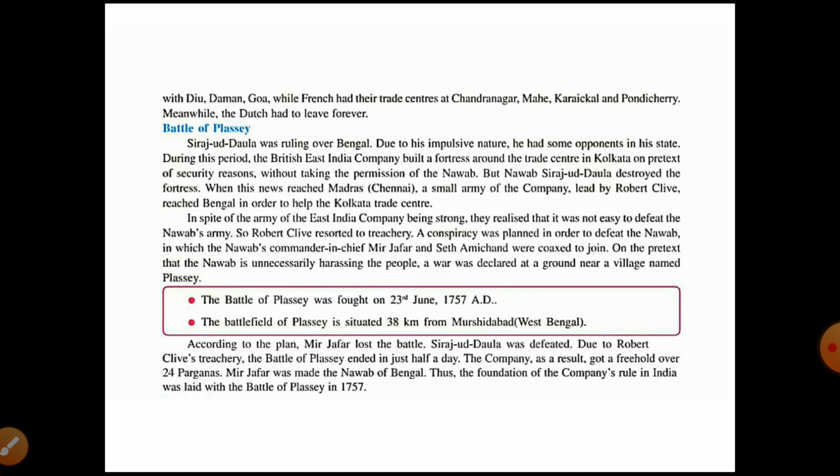Okay, so now we are going to learn the main topic, the Battle of Plassey.